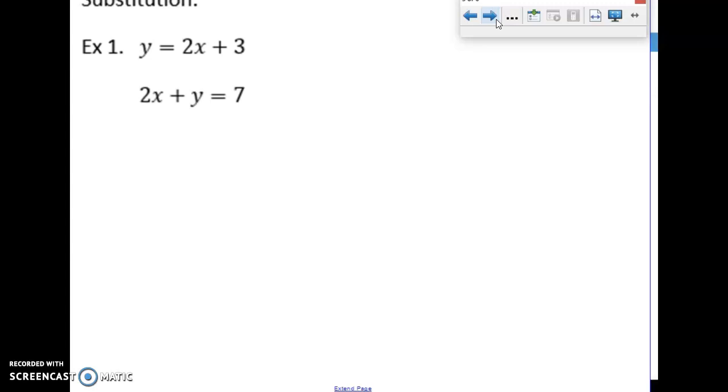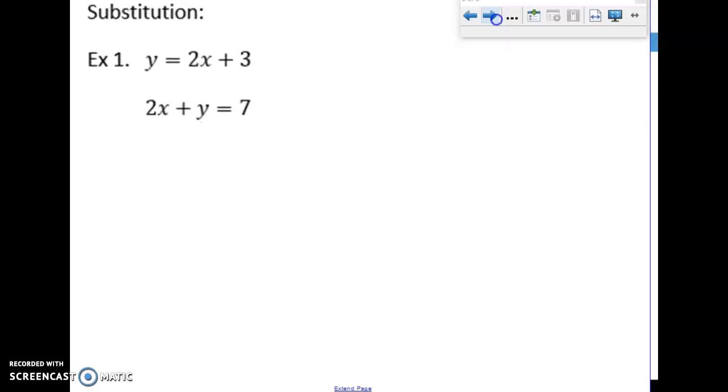So for the first one, it says use substitution for this system of equations. Let's remember that a system of equations is simply two equations, not just one. We have two to use, and we want to use one in for the other one. Again, we're substituting. So when this is saying y equals, it's basically telling us that this right here is the same as saying y.